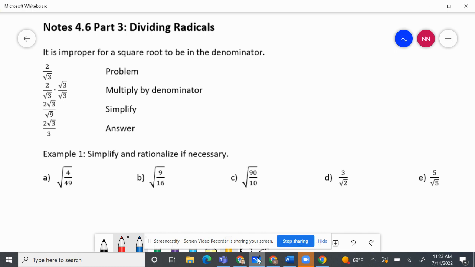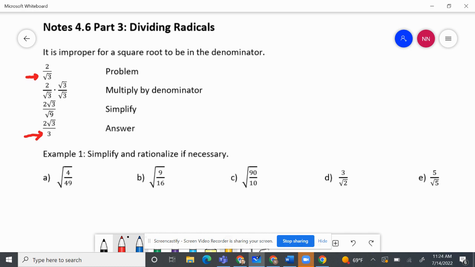When you're not able to divide, we cannot have a radical in the denominator. So what we do is we rationalize it. Rationalizing is just a fancy way of saying get rid of the radical in the denominator. So how we do that is whatever the radical is, we multiply the top and the bottom by that radical.